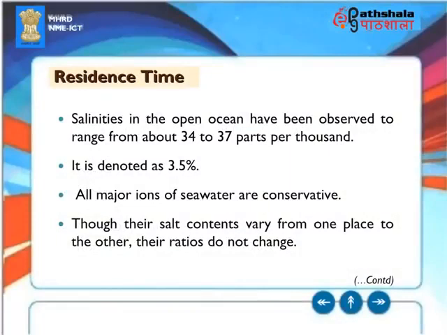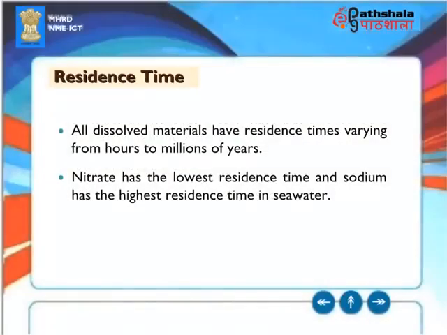Residence time. Salinities in the open ocean have been observed to range from about 34 to 37 parts per thousand. It is denoted as 3.5%. All major ions of seawater are conservative. Though their salt contents vary from one place to the other, their ratios do not change. All dissolved materials have residence times varying from hours to millions of years. Nitrate has the lowest residence time and sodium has the highest residence time in seawater.